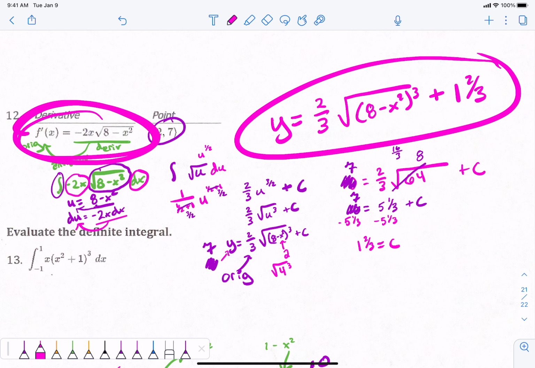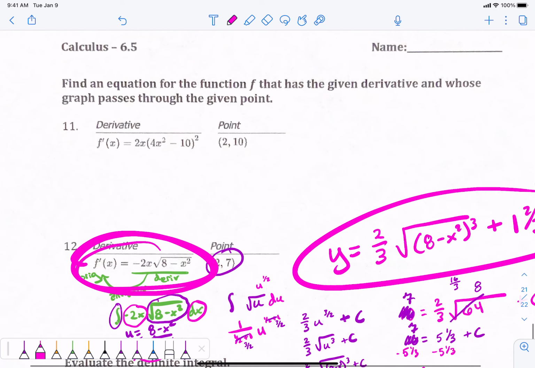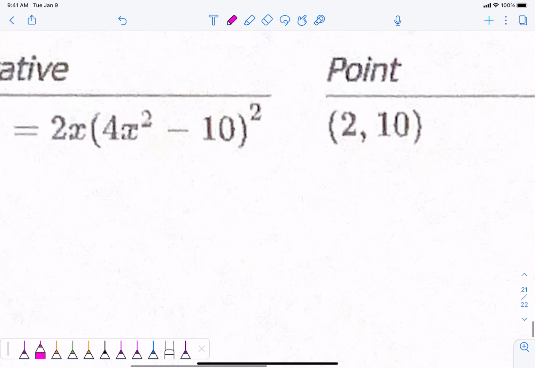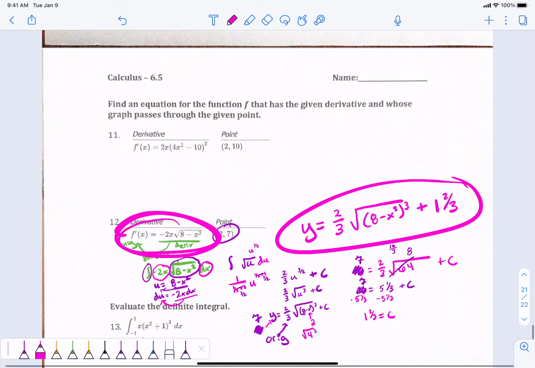We did the gross ones because we did the square root ones. This one should be a little bit nicer, because it's a power. Powers are a lot nicer to take antiderivatives of than square roots, because they don't involve as many fractiony things. That was pretty gross.